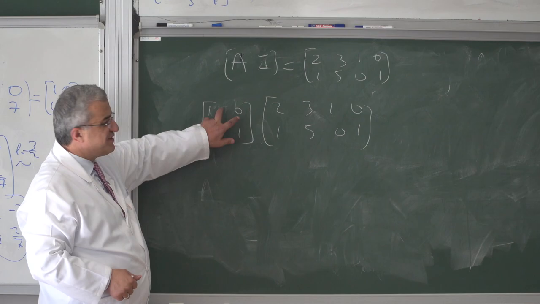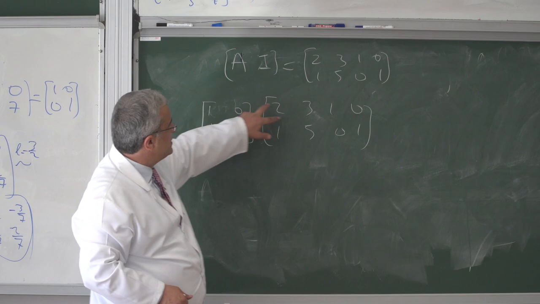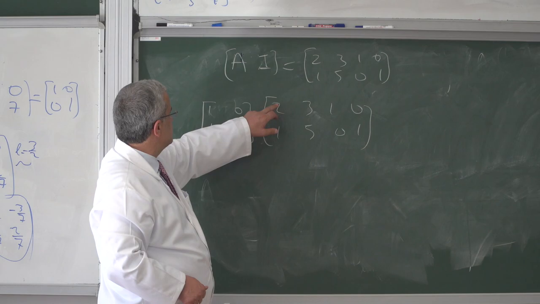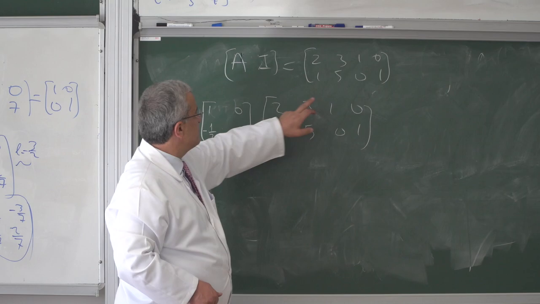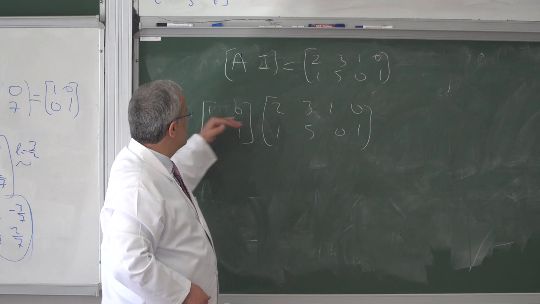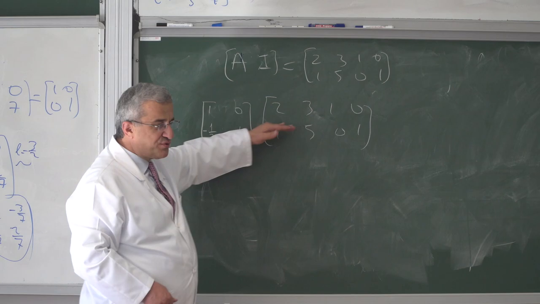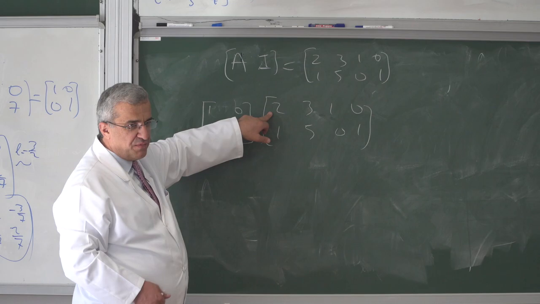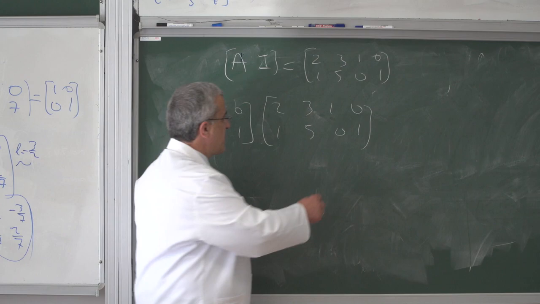So 1, 0, so as you see, 1 times 2, 0 times 1, this is 2, right? 1 times 3 is 3. 1 times 1, 0 times 0 is 1. 1 times 0, 0 times 1 is 0. So this multiplication does not change the first row. What happens to the second row? -1/2 times 2 is -1, +1 is 0. Okay?